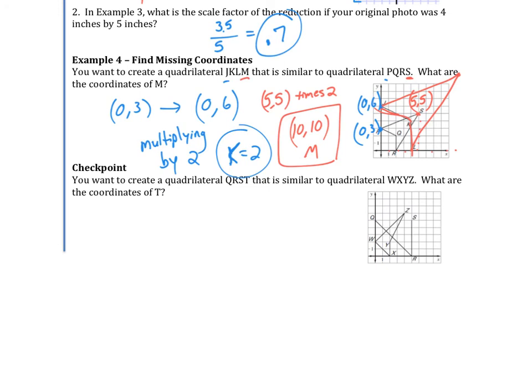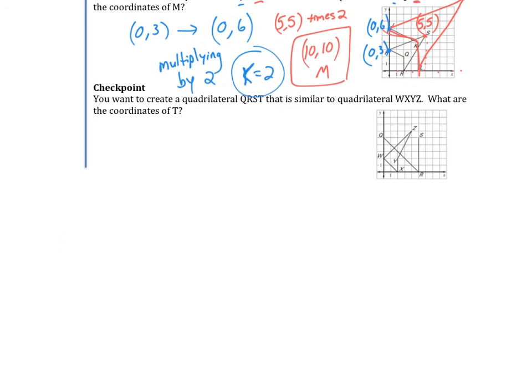Okay, and then the last checkpoint: you want to create a quadrilateral QRST that is similar to quadrilateral WXYZ. What are the coordinates of T? So if you look, we have Q and W right here. W is at 0, 2. And Q matches up with W. Q is at 0, 5. So what you're doing to get Q from W is 5 over 2, which is our scale factor.